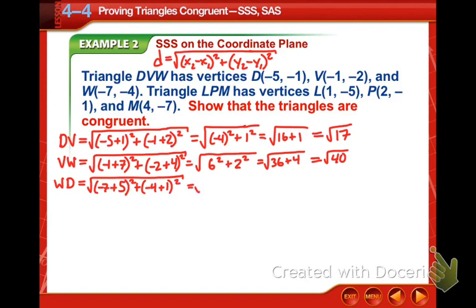Negative 7 plus 5 is negative 2, sorry. And negative 4 plus 1 is a negative 3. Negative 2 squared is just 4, and negative 3 squared is just 9. So we end up with the square root of 13 here.